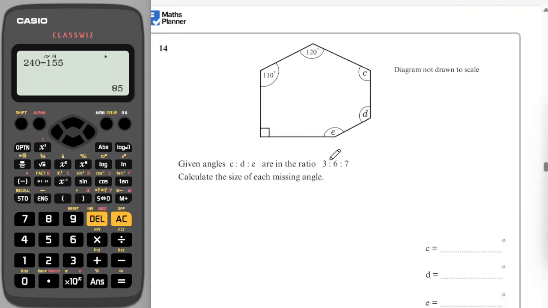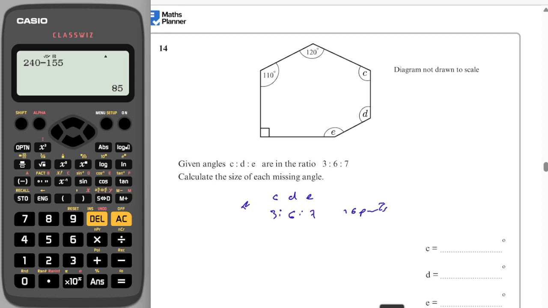Okay, question 14. Given angles C, D, and E are in the ratio 3 to 6 to 7, calculate the size of each of the missing angles. Okay, so let's do it this way. So C to D to E is 3 to 6 to 7. So we've got a total of 16 parts.